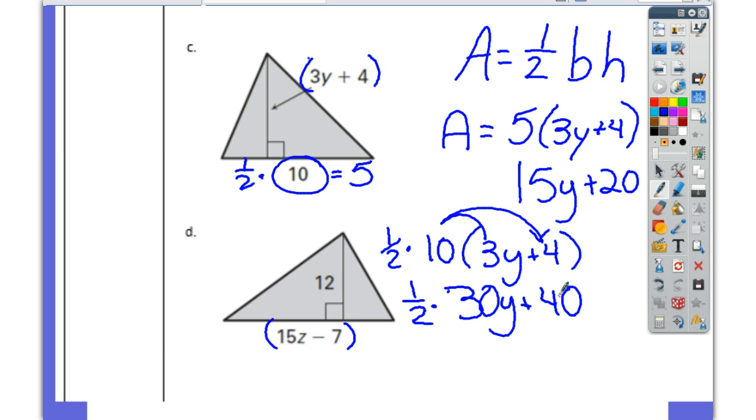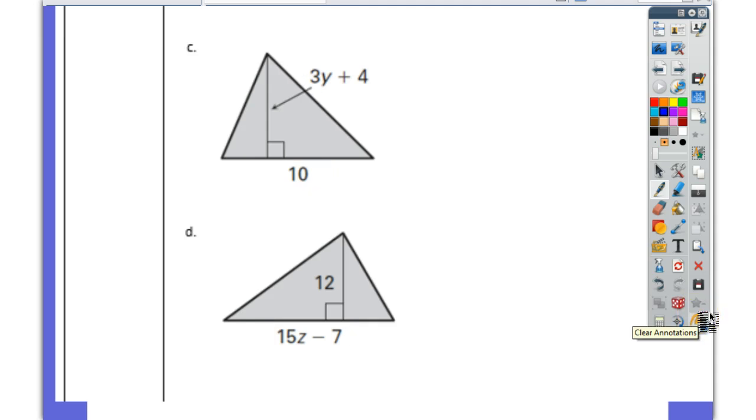If people do that sometimes, you have to be careful because you can't just take 1/2 of 30y. You have to take 1/2 of that whole expression right there. So that would equal 15y plus 20. So sometimes that gets a little confusing. So my philosophy is if I can cut one of these in half right away, that's what I do to save myself. All right, last one on your page, and then I have a couple extra.